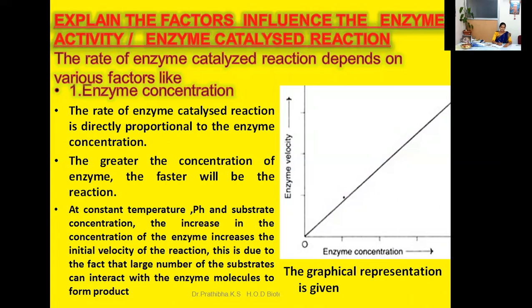The rate of enzyme catalyzed reaction is directly proportional to the enzyme concentration. Greater the concentration of enzyme, the faster will be the reaction. At a constant temperature, pH and substrate concentration, the increase in the concentration of the enzyme increases the initial velocity of the reaction. This is due to the fact that a large number of substrate molecules can interact with the enzyme molecules to form product.